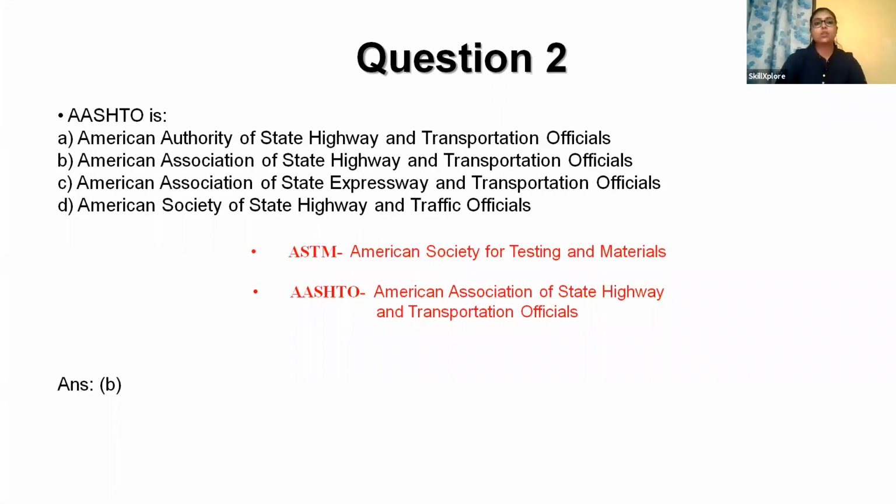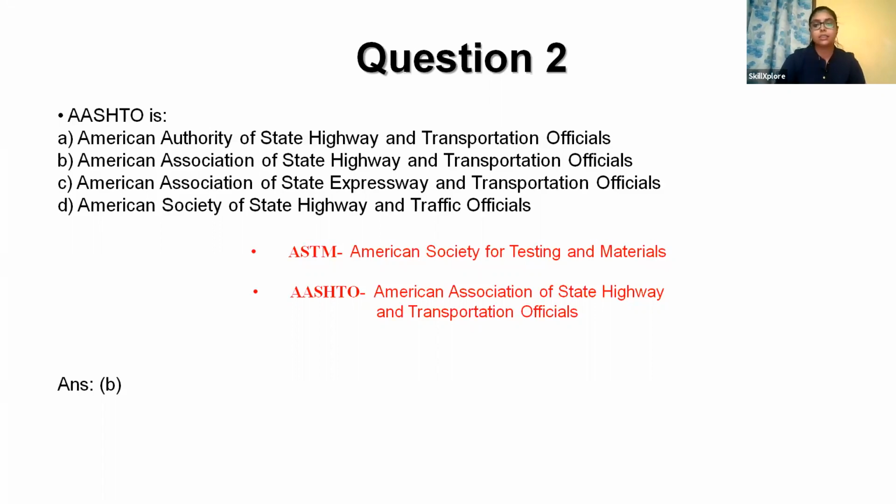So that's that. And next question, AASHTO. The abbreviation of AASHTO. This has been asked many times. So they have given 4 options. One is American Authority of State Highway and Transportation Officials, then American Association of State Highway and Transportation Officials, then American Association of State Expressway and Transportation Officials, and finally American Society of State Highway and Traffic Officials. So 4 options are given. If you check the first 2 options, A and B, only one word is different. In the first option, it is American Authority, and in the second option it is American Association. So it can be confusing. So you have to thoroughly study the abbreviations as well.